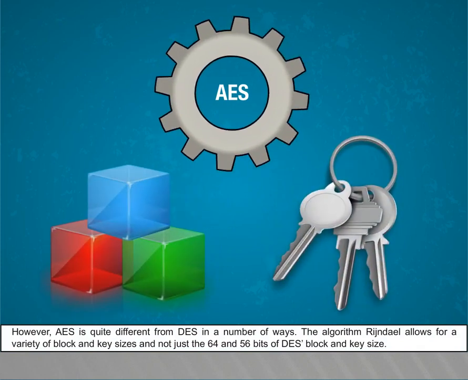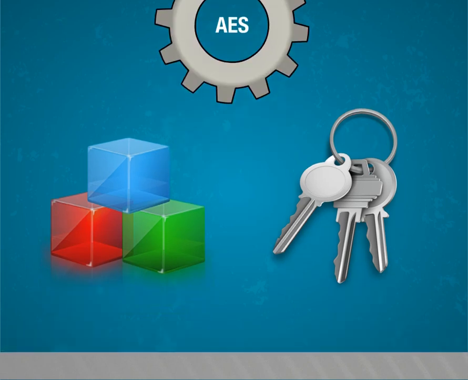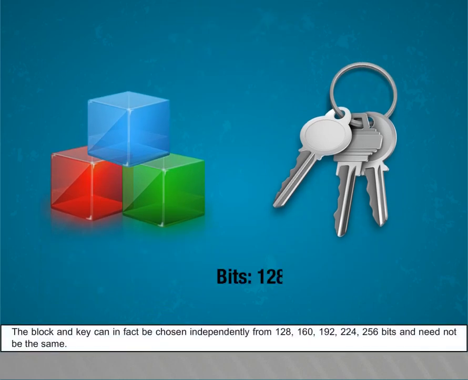The algorithm Rijndael allows for a variety of block and key sizes, and not just the 64 and 56 bits of DES block and key size. The block and key can in fact be chosen independently from 128, 160, 192, 224, 256 bits and need not be the same.